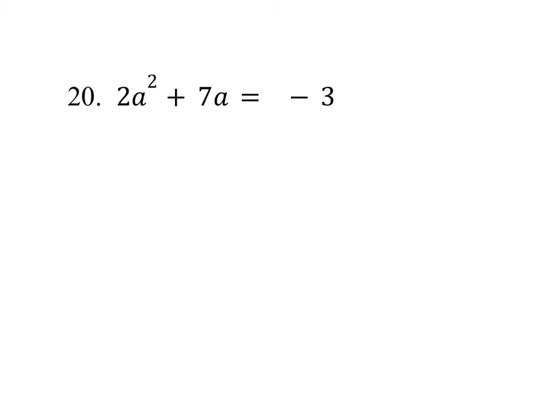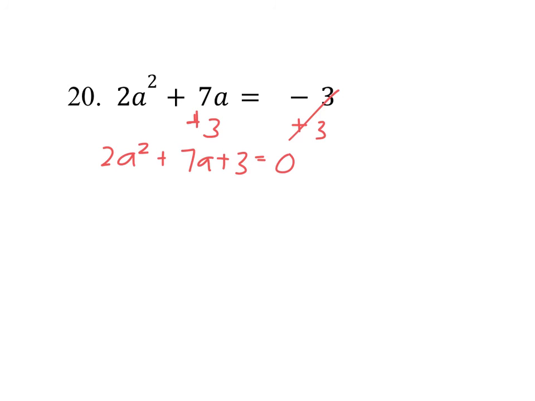And lastly, I again don't have it equal to 0, so I'm going to have to add 3 to both sides. So I've got 2a squared plus 7a plus 3 equals 0. So a little bit of bad news here. My a value is not 1, and I can't divide all three terms by 2, so that means that we're going to have to factor it by grouping.